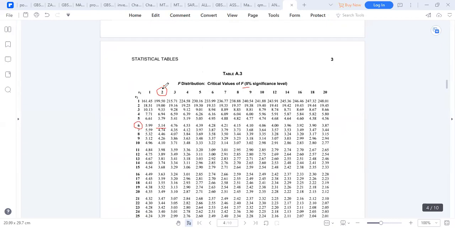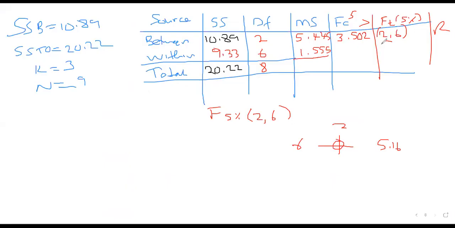It's 5%. So 2, 6, it is at 5.14. So we go here, 5.14. So is this greater than that? No, it's less. So we do what? We accept. So you need to follow a 5-step procedure in now answering this ANOVA question.